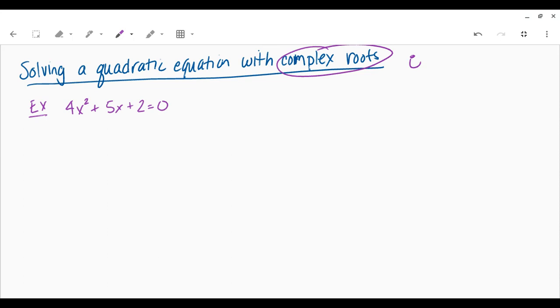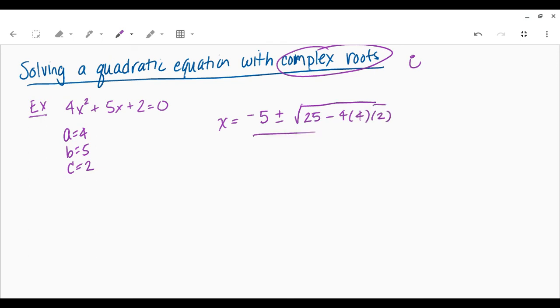We're going to have, in this case, A would be 4, B would be 5, C would be 2. So again, quadratic formula, opposite of B, plus or minus the square root of B squared minus 4AC, all over 2A. So negative 5 plus or minus the square root of 25 minus 32. There's where your complex root comes from, because we're trying to square root a negative there.